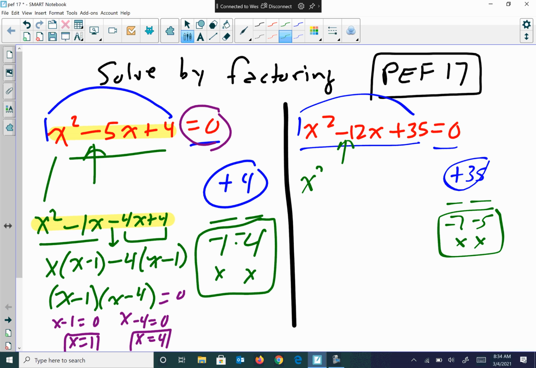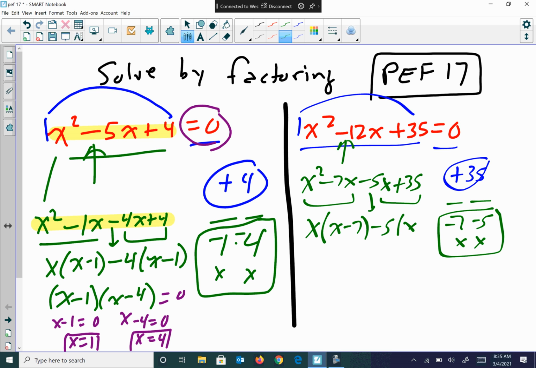So I'm going to bring x squared down, whatever order I want. I'm going to put the negative 7x and the negative 5x. It gives you the same answer regardless. I have an x in common here, so I get x minus 7. Negative comes down. Factor out a negative 5. x minus 7. So you get x minus 7 and x minus 5.